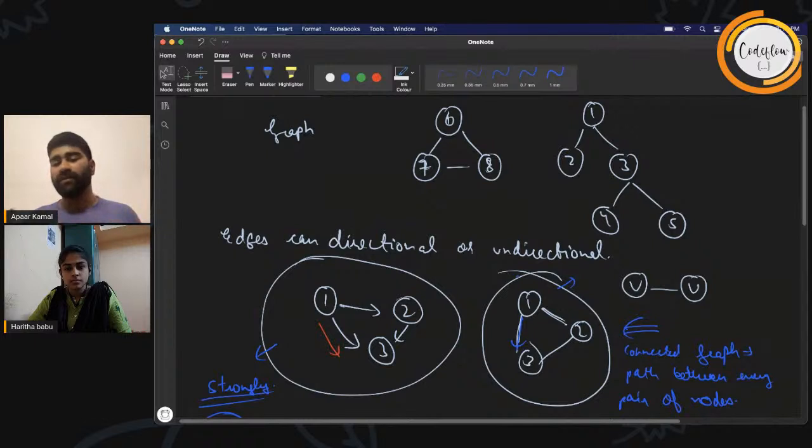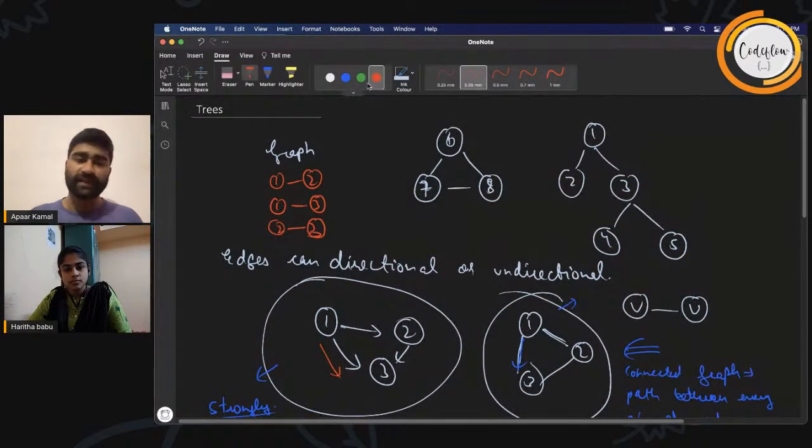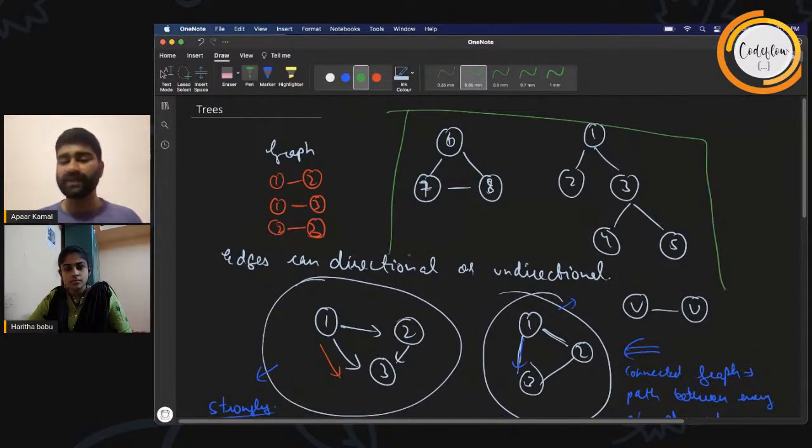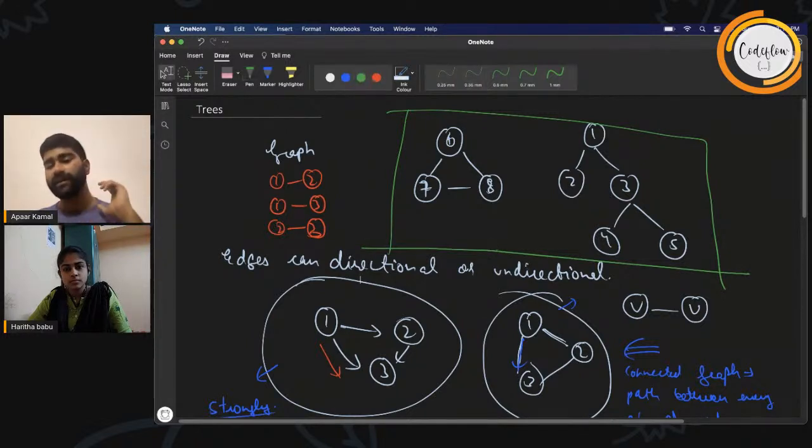A graph is connected if every pair of vertices has a path between them. Here we can easily go from 1 to 2 by an edge, from 1 to 3 by an edge, and between 2 and 3 by an edge. Let's talk about this example, guys. Let's take the whole of this as a graph. This graph has nodes from 1 to 8.